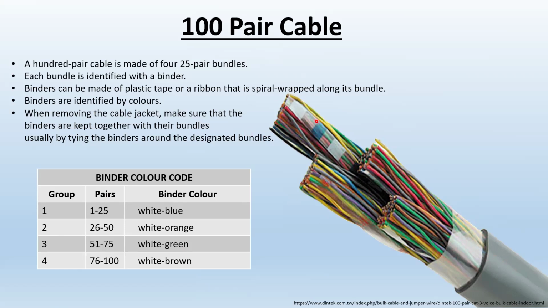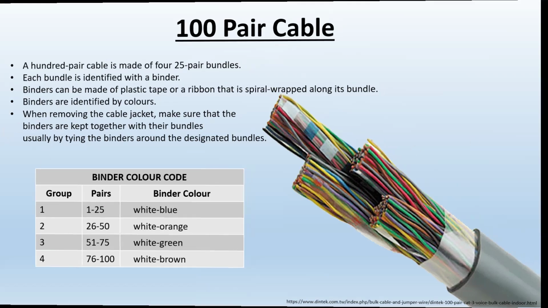Because if you don't tie the knots around the bundles with the ribbons, and you let everything go, everything's going to mix. Those pairs are going to mix with each other, and you will not know whether that white and green pair is from the first bundle or from the third bundle. So that's how the 100 pair cable is being solved.